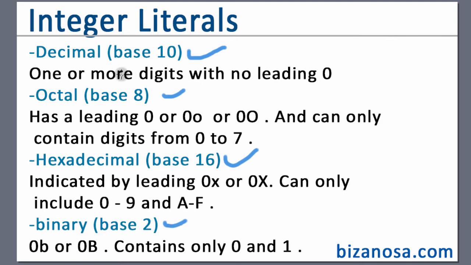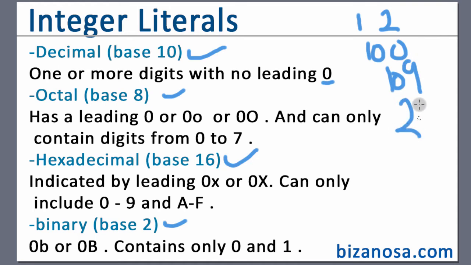This one is very easy, how to represent a decimal number in your code. As long as you have one or more digits without a leading zero, maybe the number is 100, maybe 109, maybe 221. As long as it doesn't have a leading zero in front of it, and we're going to see why this leading zero is a very important thing not to have. So you can represent a decimal number.